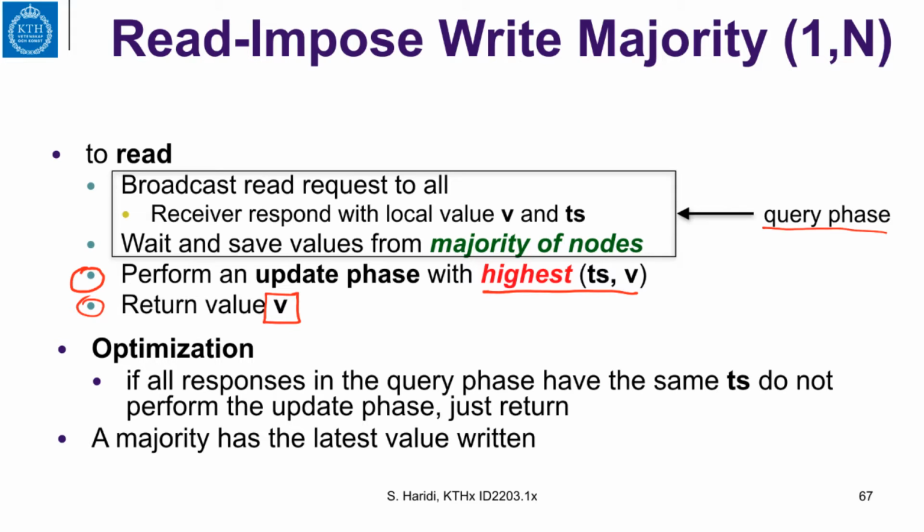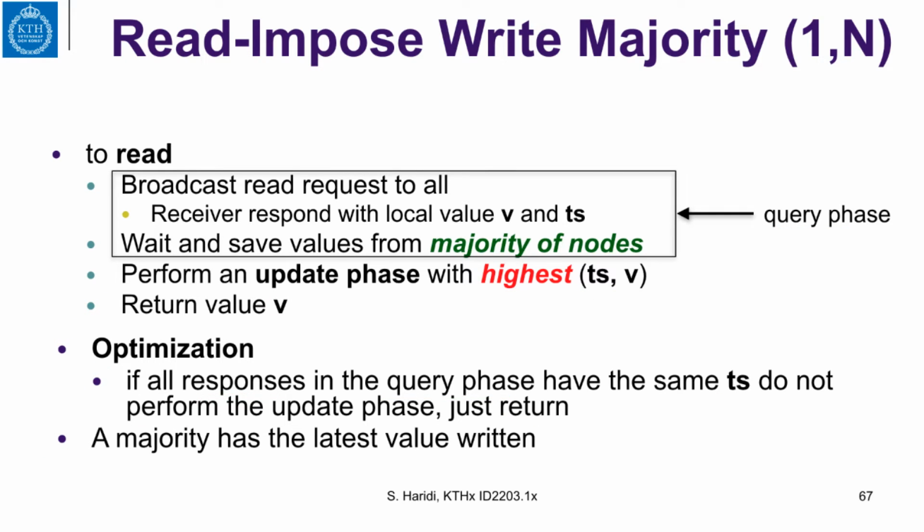Now there is a small optimization here that you can make. If all responses of the query phase return the same timestamp, do not perform the update phase, just return. The process knows that a majority has the latest value written. So this is basically the algorithm.